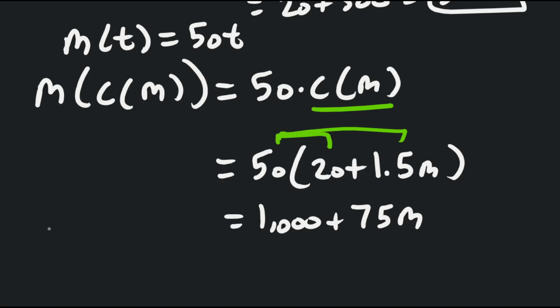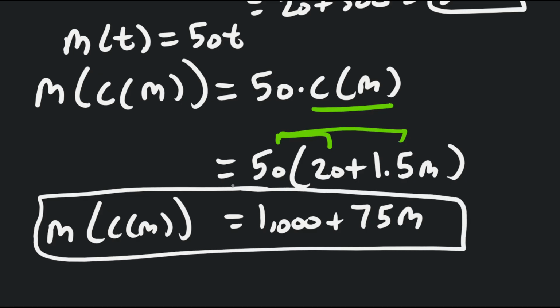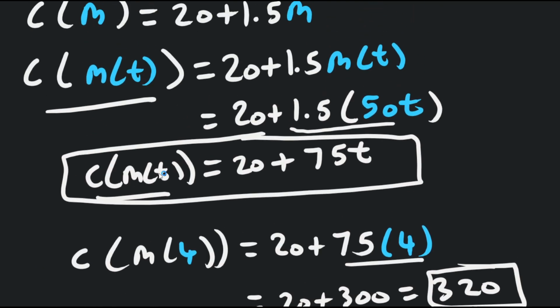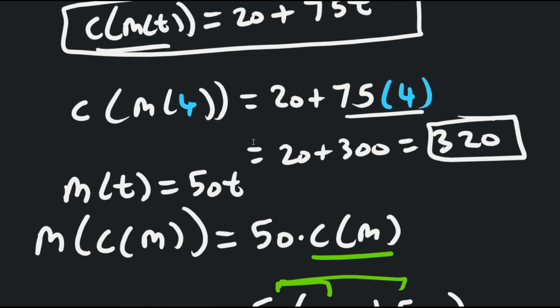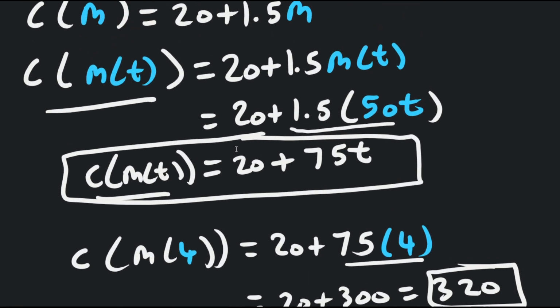So this function right here, M of C of M, is 1,000 plus 75m. This is completely different than C of M of t. So it matters in which order you compose these two functions. C of M of t is completely different than M of C of M. And you can see their formulas are completely different: 1,000 plus 75m and 20 plus 75t.